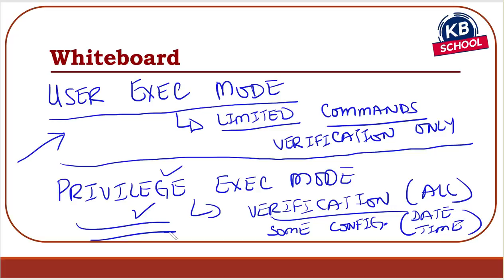So in this mode, whoever has access to the privilege exec mode has the ability to verify, can check any of the configurations, whereas this guy has limited commands, limited verification commands. He or she cannot do all the commands that are there, even for verification. Forget about configuration. Verification also is limited for the user exec mode. Whereas privilege exec mode, you have access to all the verification commands and a very small set of configuration commands.